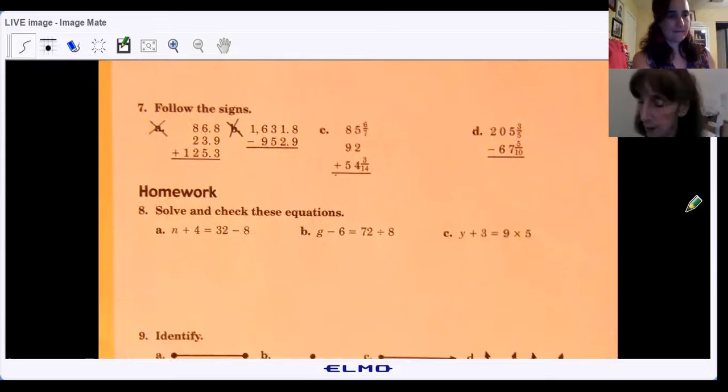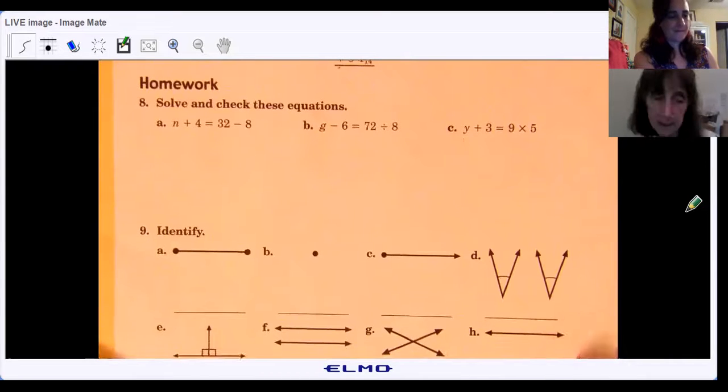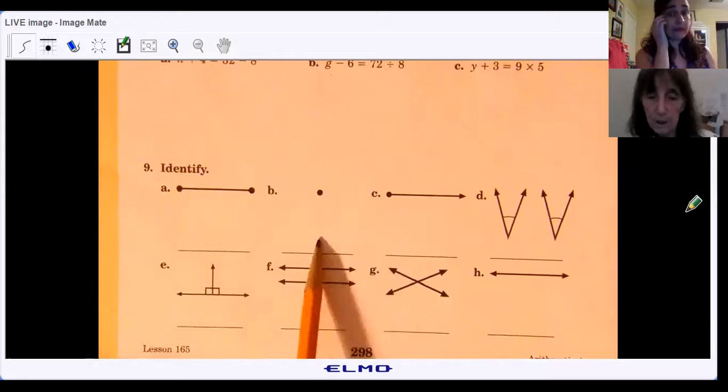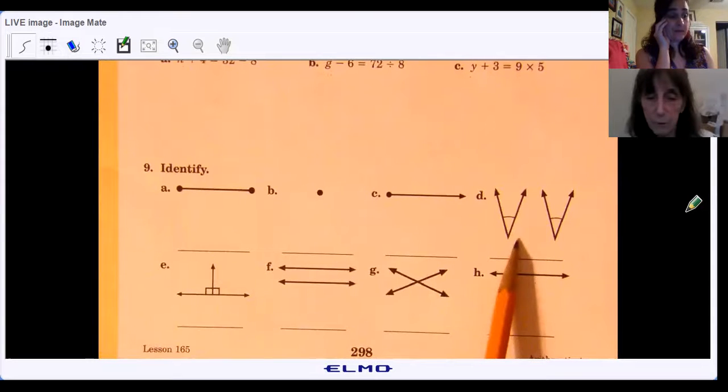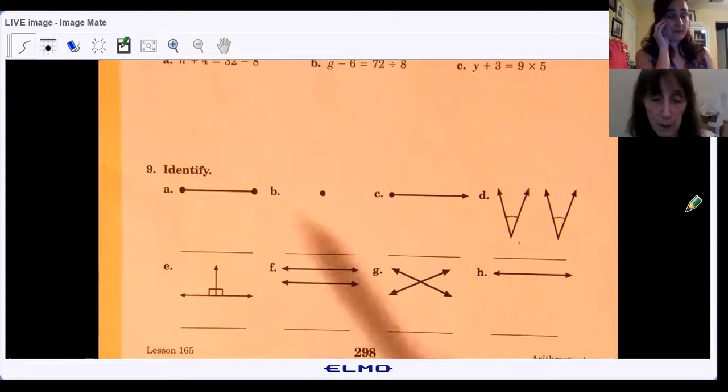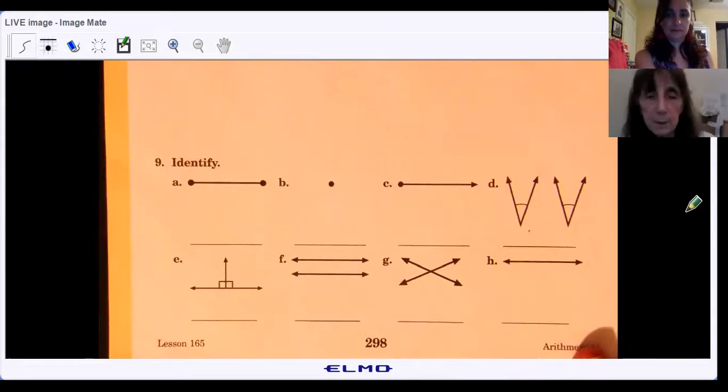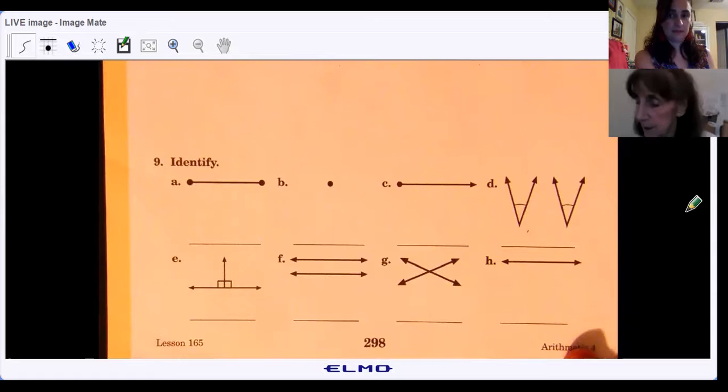Number 9, identify means to tell me what it is. What's that first one? What's the second one? All right. You write and make sure you spell it correctly. And that's all you have to do on that one. And let's see, what are we going to put at the top? We have to put a clue word.